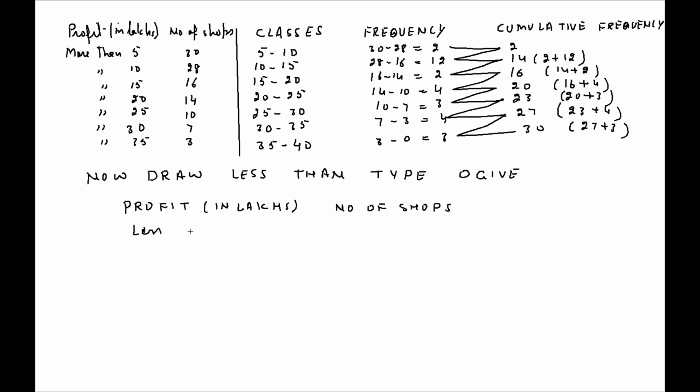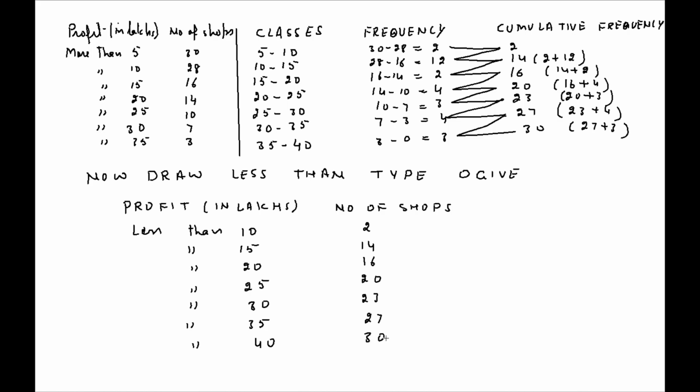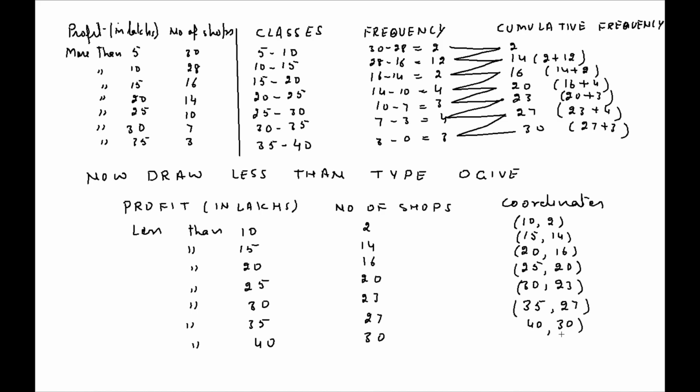Now draw less than type ogive. For that you have to write profit in lakhs less than 10, less than 15, less than 20, less than 25, less than 30, less than 35, less than 40. Less than 10, number of shops is 2. Less than 15, it is 14. Less than 20, it is 16. Less than 25, it is 20. Less than 30, it is 23. Less than 35, it is 27. Less than 40, it is 30. So the coordinates are (10, 2), (15, 14), (20, 16), (25, 20), (30, 23), (35, 27) and (40, 30).